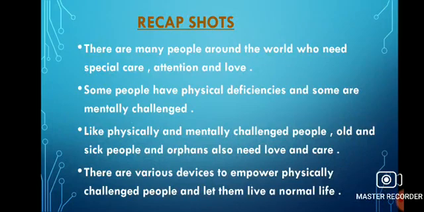Now we will conclude this chapter with recap shots. There are many people around the world who need special care, attention, and love. Some people have physical deficiencies and some are mentally challenged. Like physically and mentally challenged people, old and sick people, and orphans also need love and care. There are various devices to empower physically challenged people and let them live a normal life.